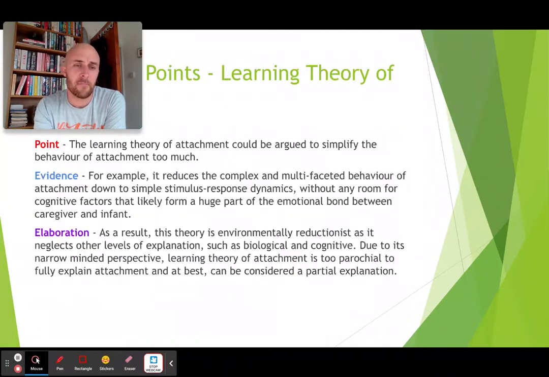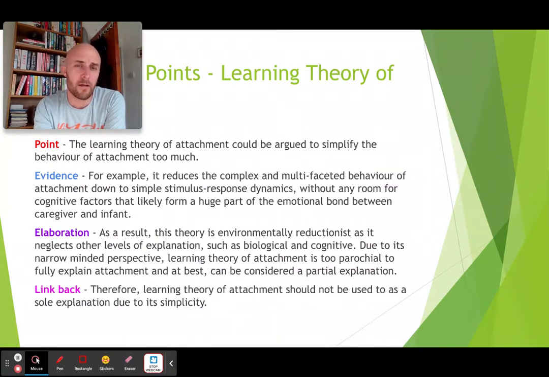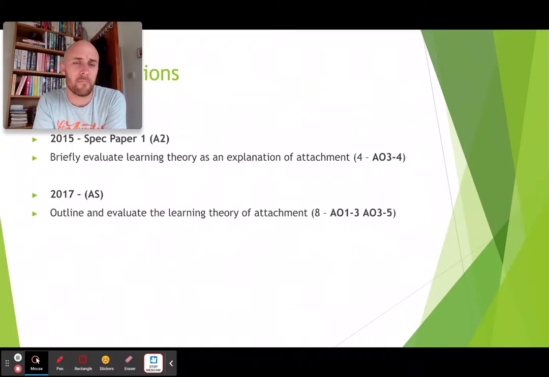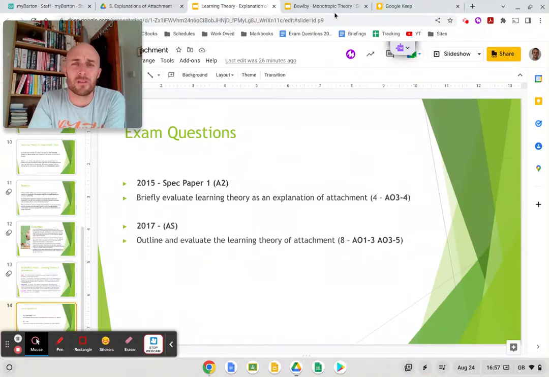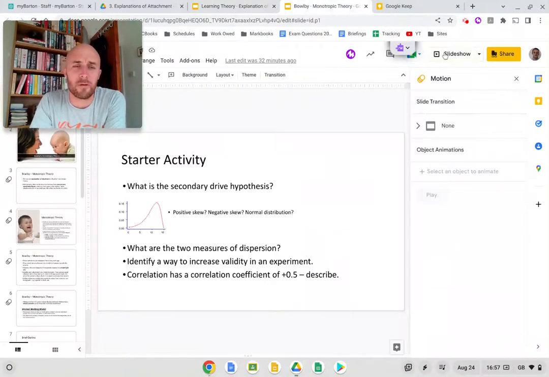Okay, there are a couple of evaluation model points here. You may want to pause them and go through them. This one is how I would want you to write a point about environmental reductionism. And you have a couple of questions there as well. Now, that's not the only theory we need to go through. We also need to go through Bowlby's monotropic theory.